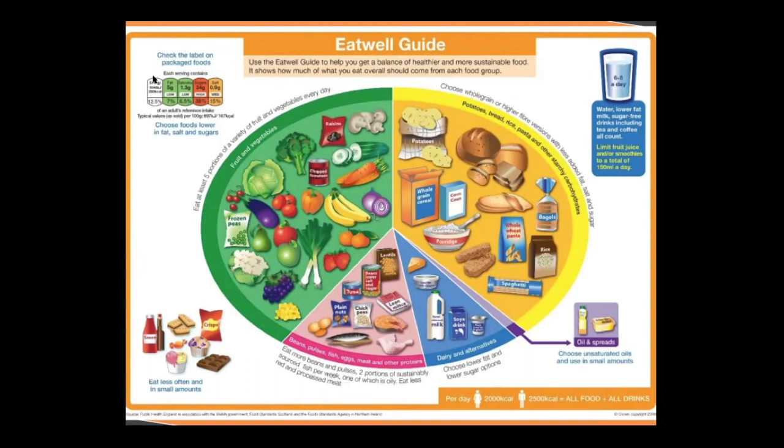And then over here, it's got a little bit of information on how to read a food label. So if it's green, we know that's good. And if it's red, we kind of want to avoid things with the red label, the traffic light system.